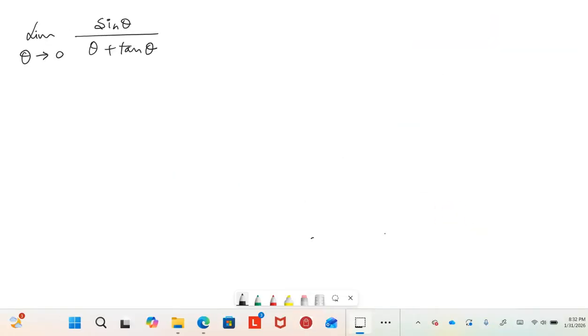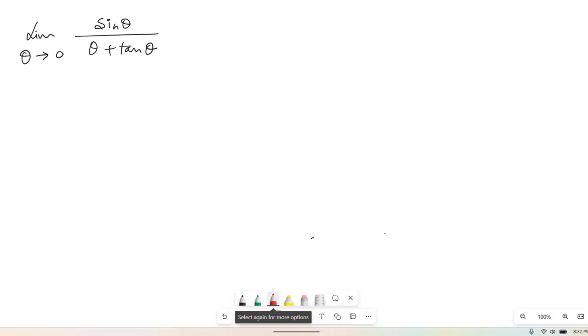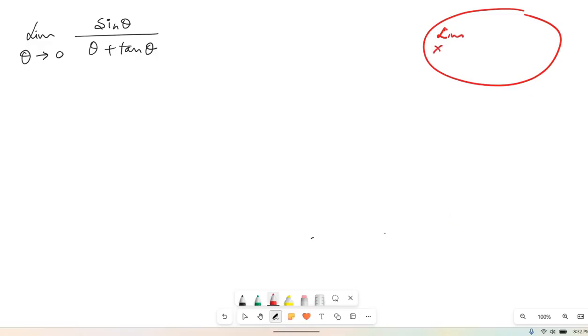Let's do one more example. One more time, the formula we are basing these special limits on is limit x approaches 0, sine x by x should be equal to 1. Okay, I'm going to write this one more time. This is just in terms of theta.